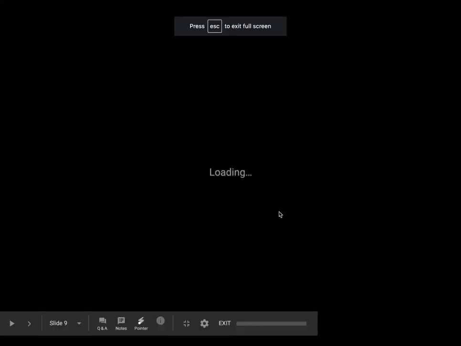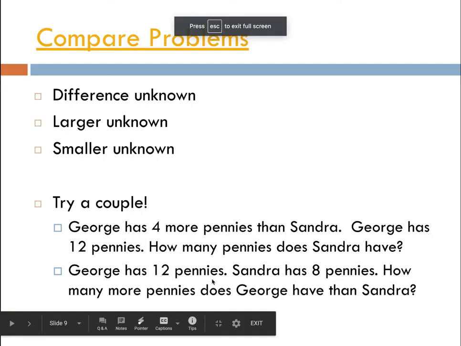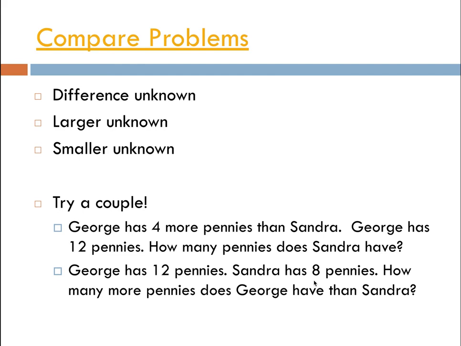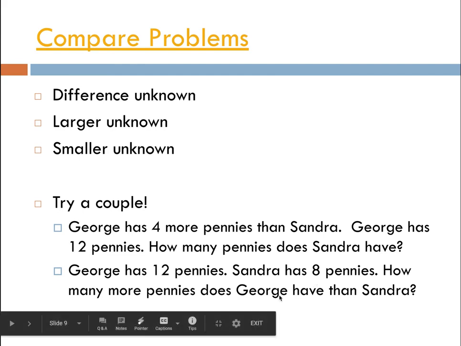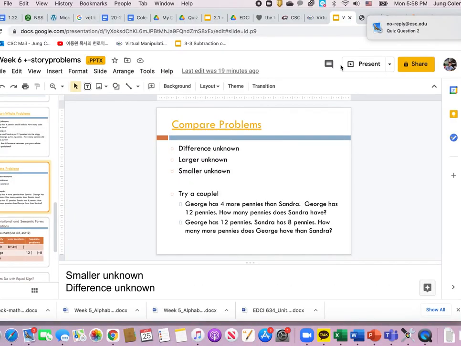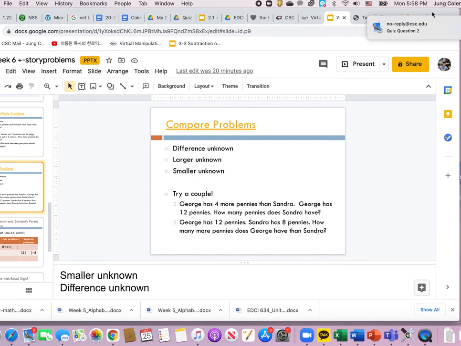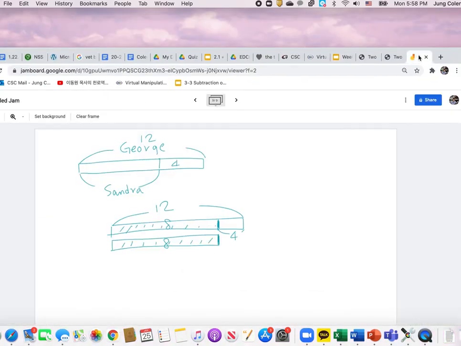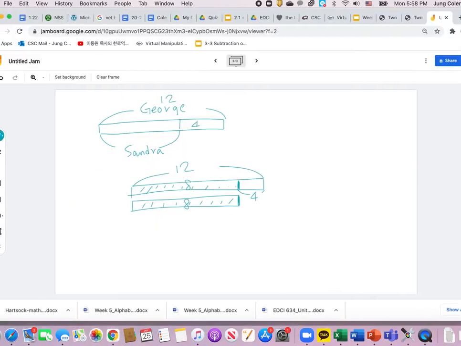Okay, let's look at the next example. George has 12 pennies, Sandra has 8 pennies. How many more pennies does George have than Sandra? We still know that George has more, right? But in this case, let me look at this one.